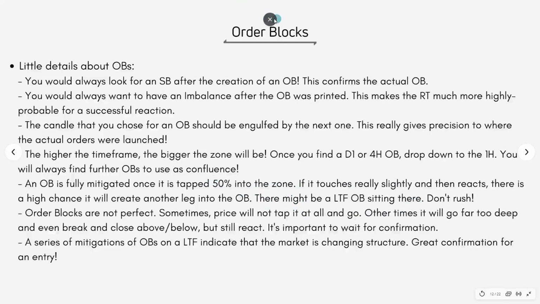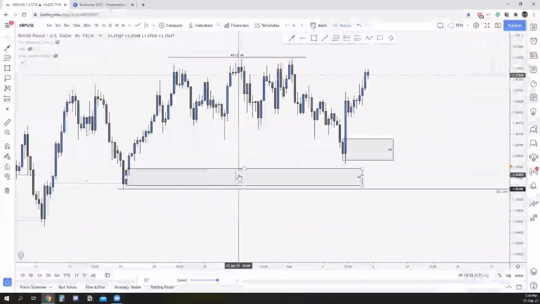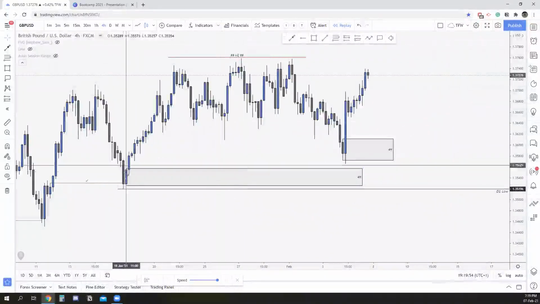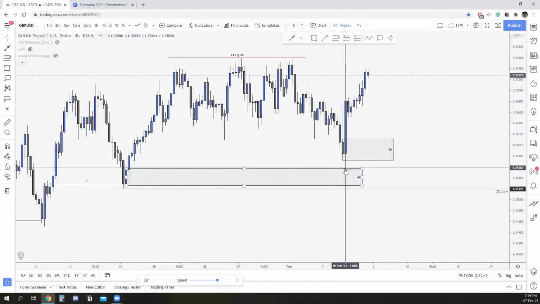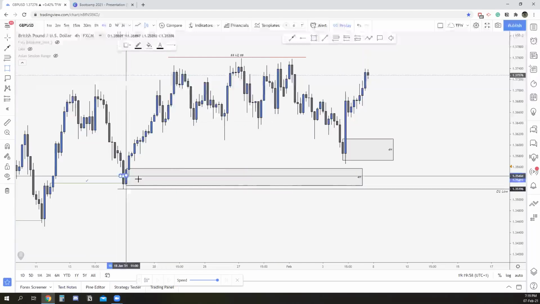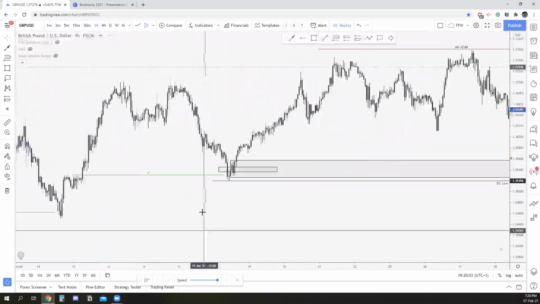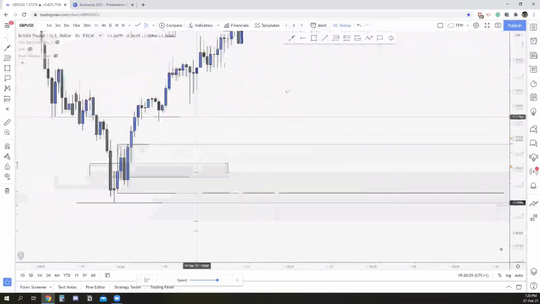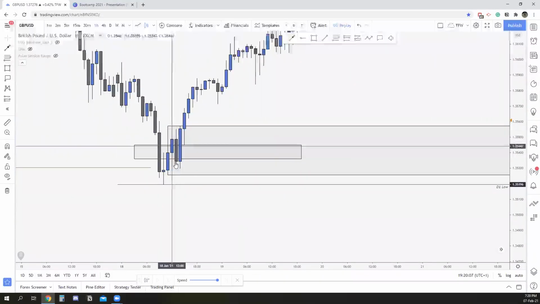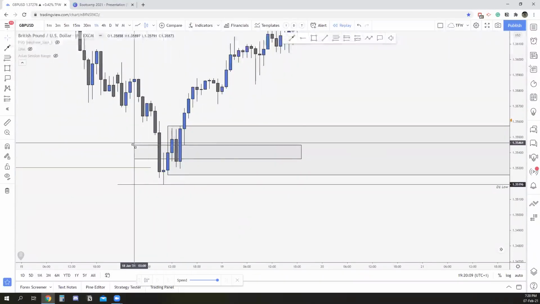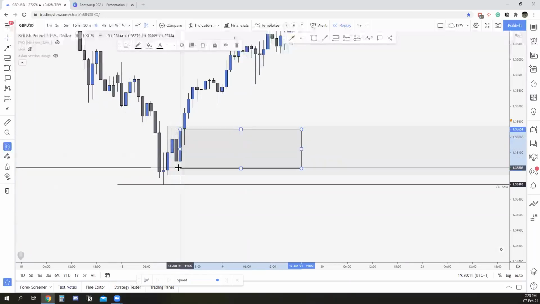Again, I just want to show you everything with a full example. Let's say this is an OB. We just missed it by a little bit, but we want to see a 50% tap right there. What if I drop to the hourly time frame? Let's have a look. Here we have the last sell before the big buy, right? This was actually engulfed. So we have an order block right there on the hourly.